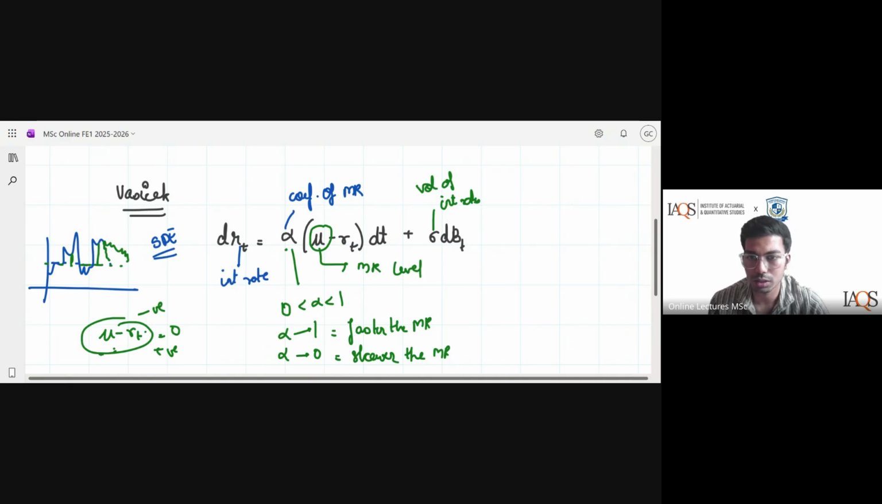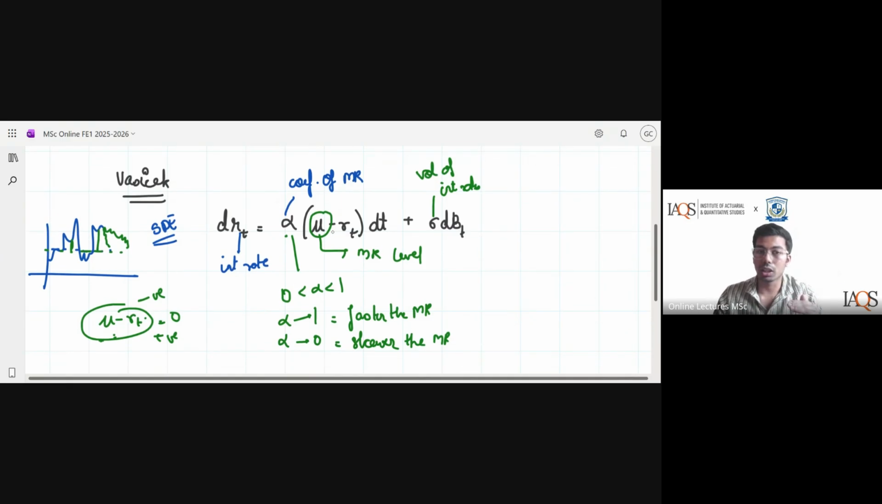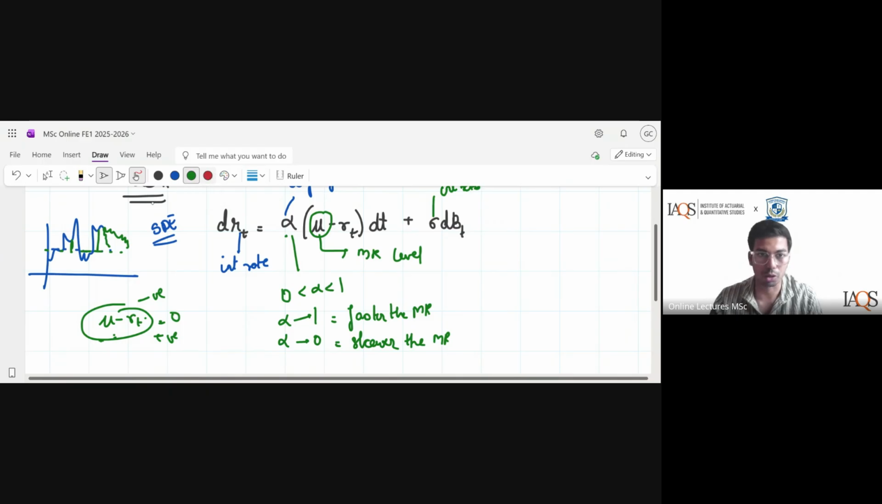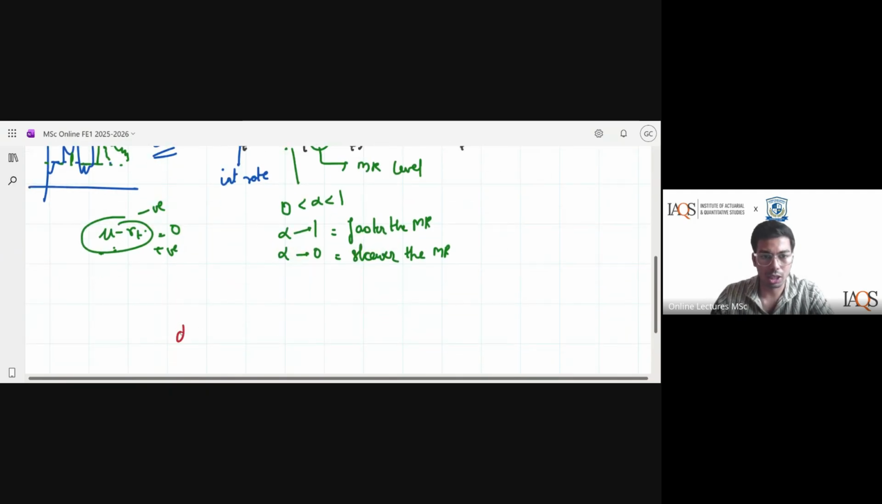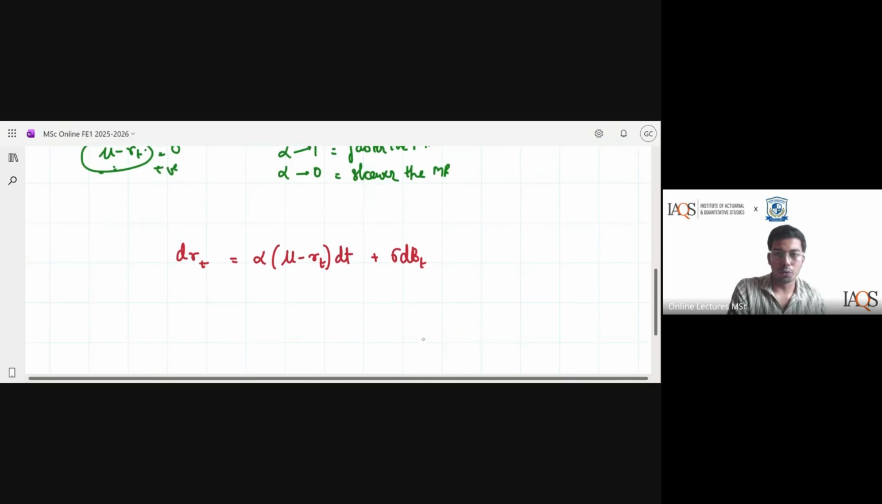Understood? All right. Now, given that I know the HD, I just have to derive the process form and the distribution form. Let me write the equation again over here. dRT is equal to alpha into mu minus RT dt plus sigma dBT. I need to go from HD to process. Is it type 1, type 2 or type 3 HD? Type 3. Perfect, because in the drift I have my process itself, RT, over here.